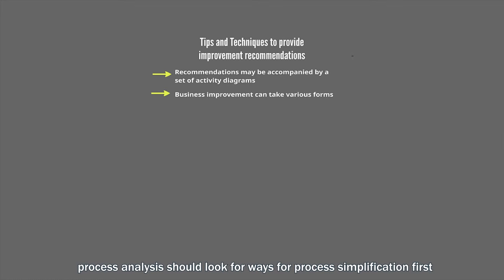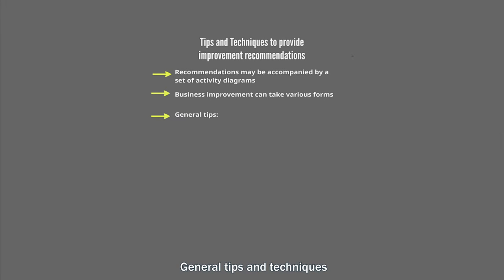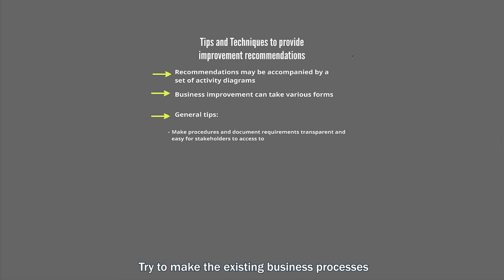Generally, process analysts should look for ways of process simplification first, like simplifying or reducing some duplicative procedures, and then for process automation, like changing some manual operations into electronic transactions. General tips and techniques to provide improvement recommendations could include the following ideas. Firstly, try to make the existing business processes and documentary requirements transparent and easy for stakeholders to access.